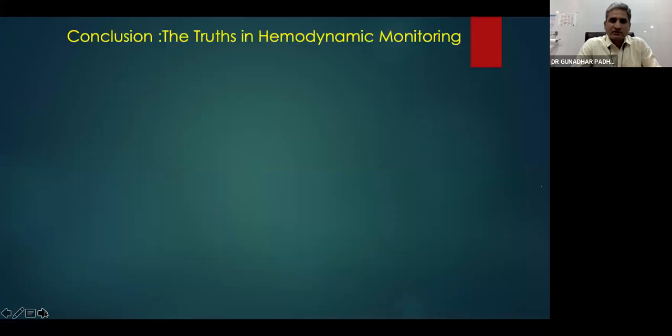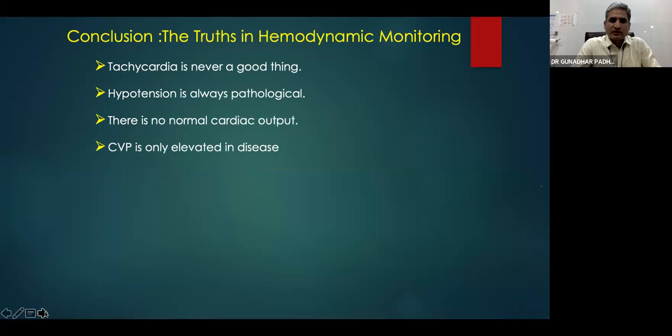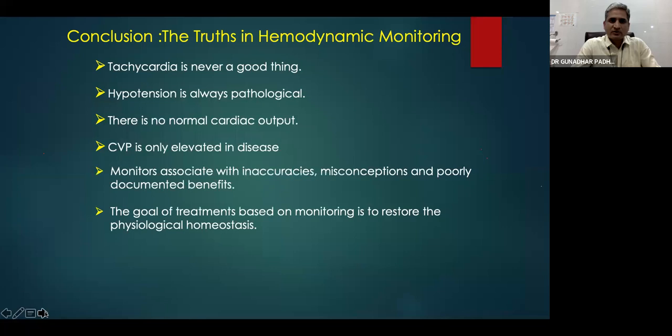So with this, I conclude, and my take-home message is: tachycardia is never a good thing. Hypertension is always pathological. There is no normal cardiac output. CVP is only elevated in disease. The monitors are associated with inaccuracies and misconceptions, and you have to always interpret them in terms of clinical scenarios. The goal of treatment, based on monitoring, is to restore physiological homeostasis.